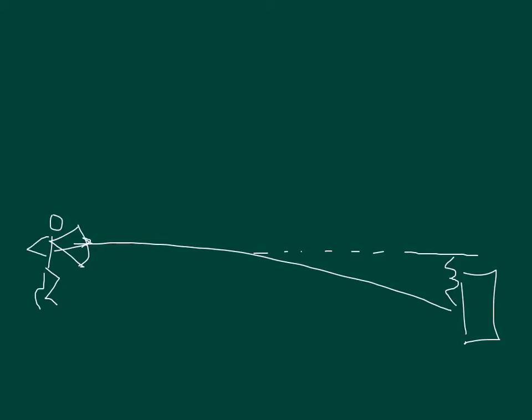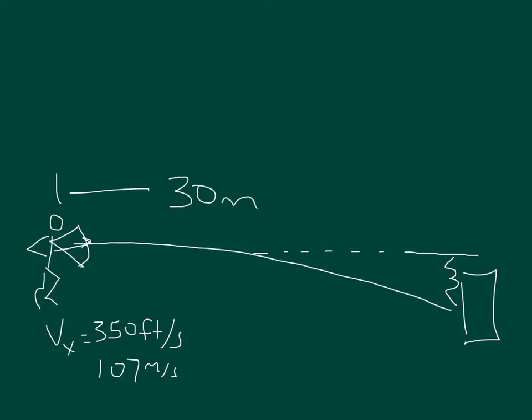Now let's make it a fast shooting bow. So we'll say 350 feet per second, which works out to about 107 meters per second. And we'll have the guy shoot 100 feet roughly, which will be about 30 meters. That'd be 99 feet about.